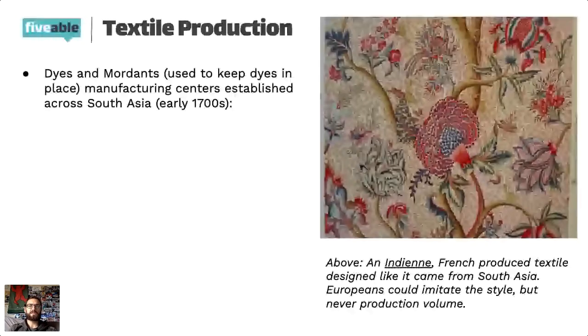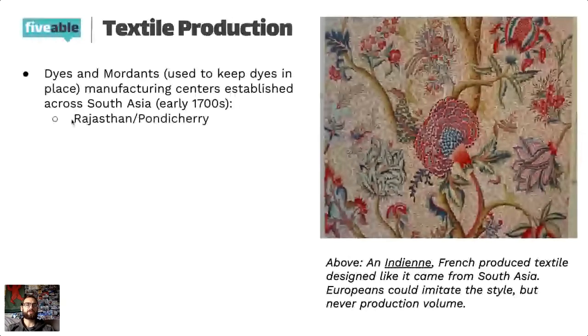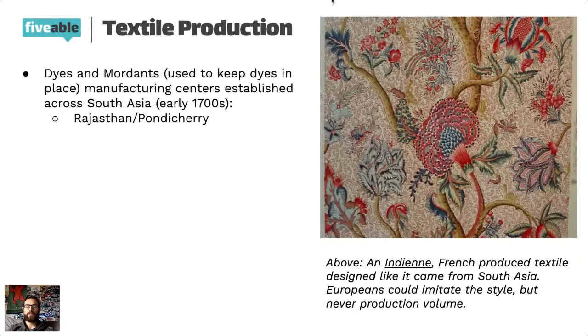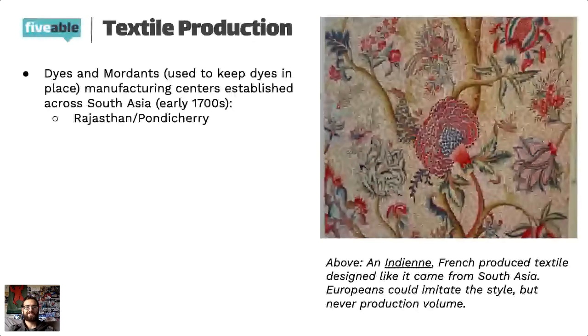And so producing these took a lot of industrial organization, right? And in particular, historians have pointed to production centers in the north in what's now Rajasthan in India and Pondicherry in the south, which is also in India, as big textile producing centers, right? Where they had these industrial manufacturing centers.